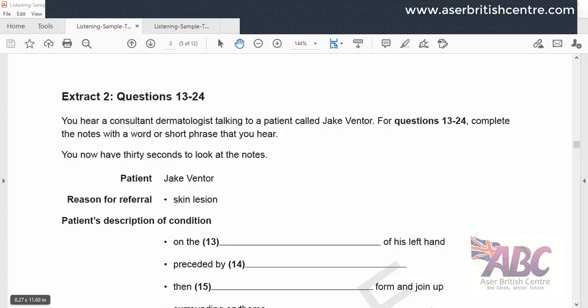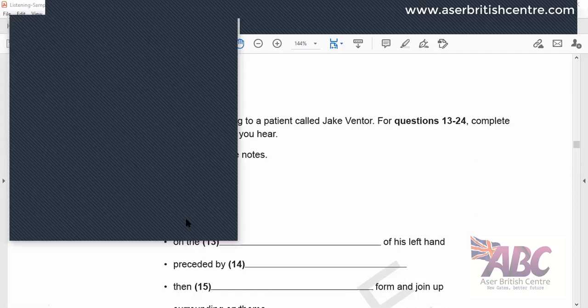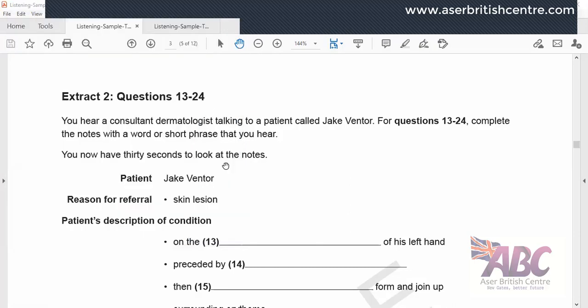Extract 2. Okay. This was the rest of extract 1. As we said, we still have time. Let's continue with extract 2. 24. You hear a consultant dermatologist talking to a patient called Jake Ventor. For questions 13 to 24, complete the notes with a word or short phrase. You now have 30 seconds to look at the notes.